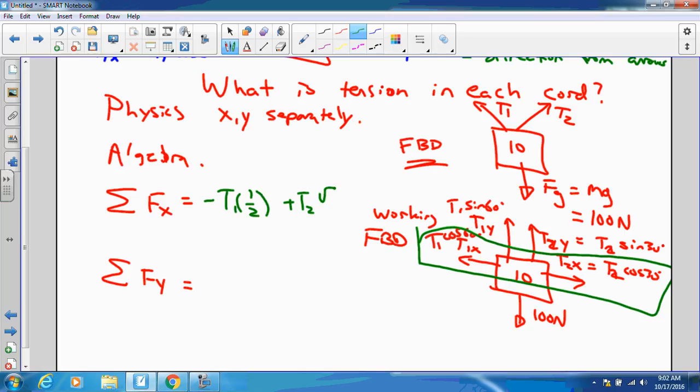That's T2 cosine 30 degrees, which is root 3 over 2. And all of that now adds up to 0 because it adds up to the mass times acceleration of the block, and the acceleration is 0 because the block is sitting there. And then we can appeal to the calculator to get various decimal values. This is minus 0.5 T1 plus 0.86 T2 equals 0.